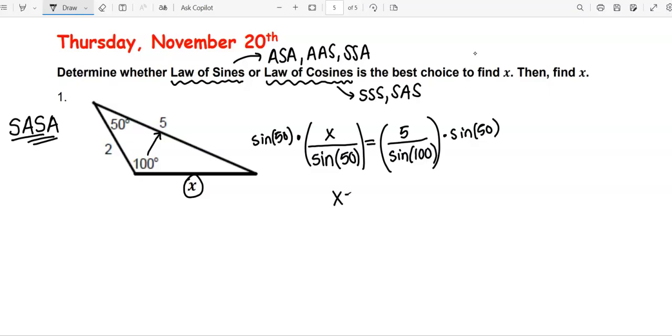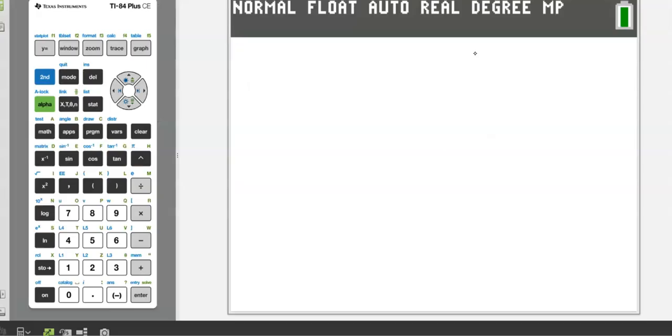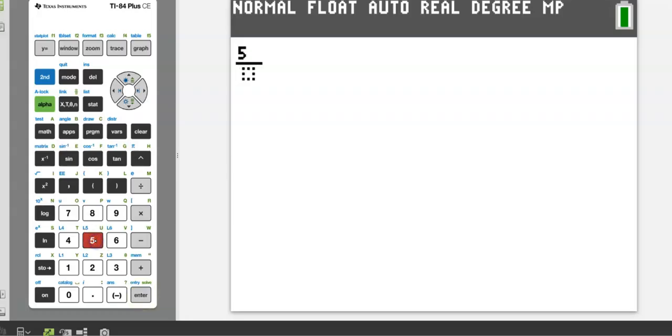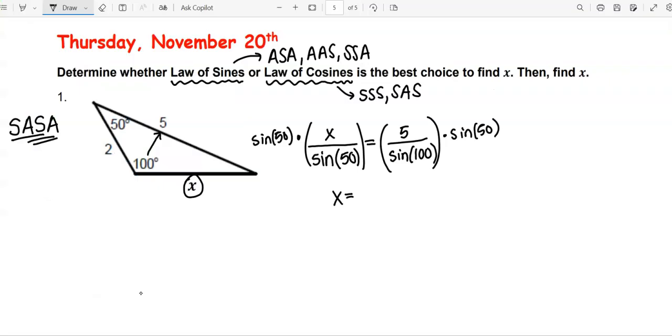And so I'll have x equals, and then let's put this in our calculator. Let's do this one. So alpha, y equals, enter, will be a fraction, and it's 5 over sine of 100. And then we're multiplying that by sine of 50. My calculator is in degrees, so we're good to go. And that's 3.889. So x equals 3.889. Good.